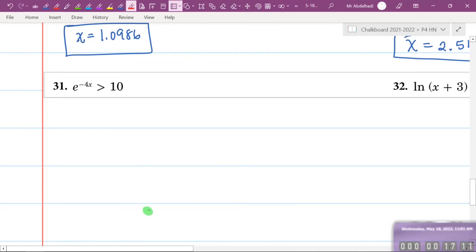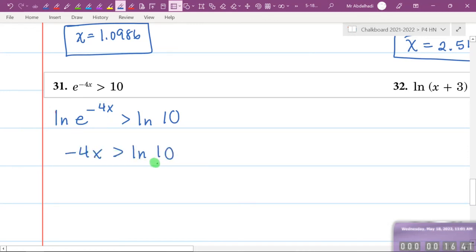Okay, let's take a look at number 31. We have e to the negative 4x is greater than 10. Whenever you have an e, you want to take the log of both sides. We'll take the natural log of both sides, so ln of this side greater than ln of this side. What's good about this is that we can bring down the 4x and then make this into a 1. So this essentially just becomes 4x. And this is a number right here, ln 10. It's not 1. Log 10 is base 10, and that would be a 1. Ln 10 is some other number.